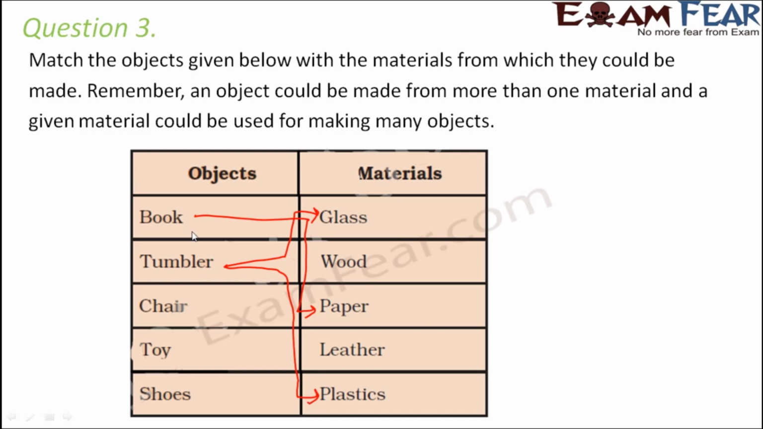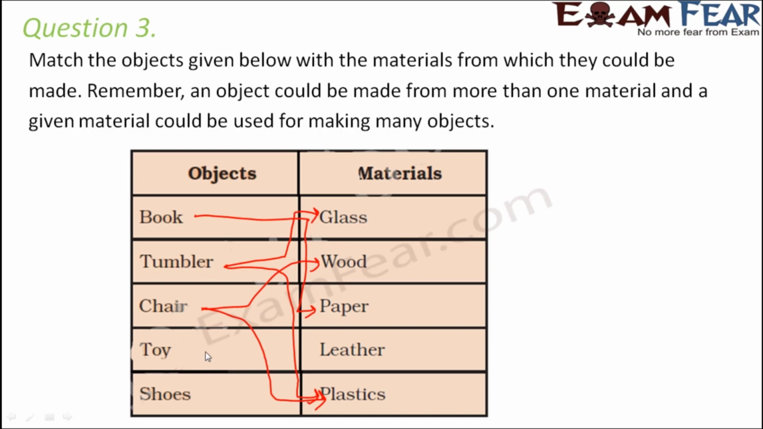So both glass and plastic can make a tumbler. Think of a chair. A chair can be a wooden chair. It can also be a plastic chair. Now see, how am I deciding? The basic thing behind it is the properties of these materials. You cannot have a glass chair because glass is fragile, it will break very easily.